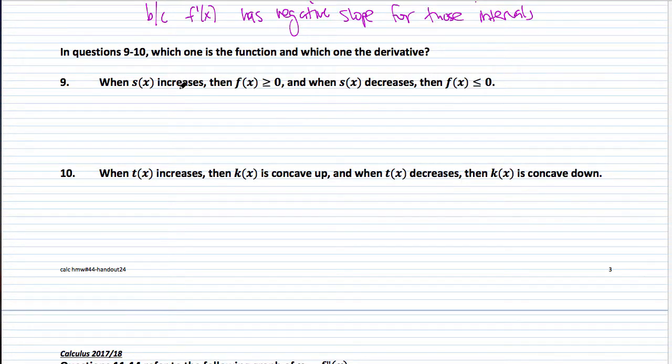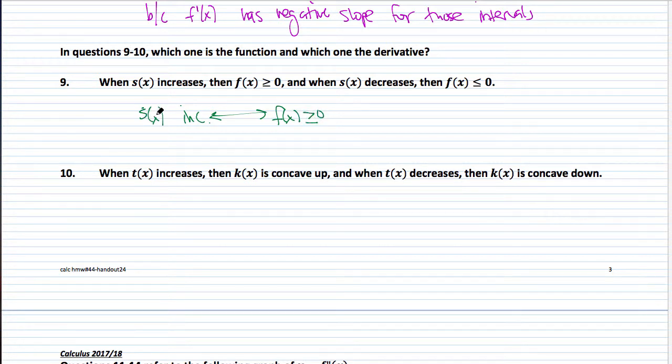For questions 9 and 10, we have a couple of clues, and we are to decide which is the function and which is the derivative of that function. For number 9, we're told that when s of x increases, that means that f of x is greater than or equal to 0. And when s of x decreases, then f of x is less than or equal to 0. So what does that tell us? Well, s of x must be related to f of x in some way that s of x increasing comes from f of x being greater than or equal to 0.